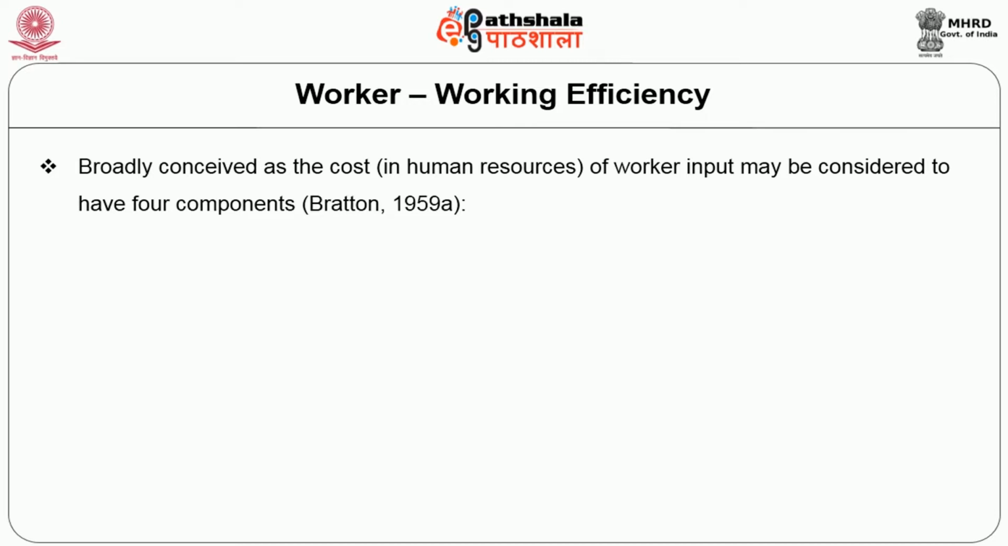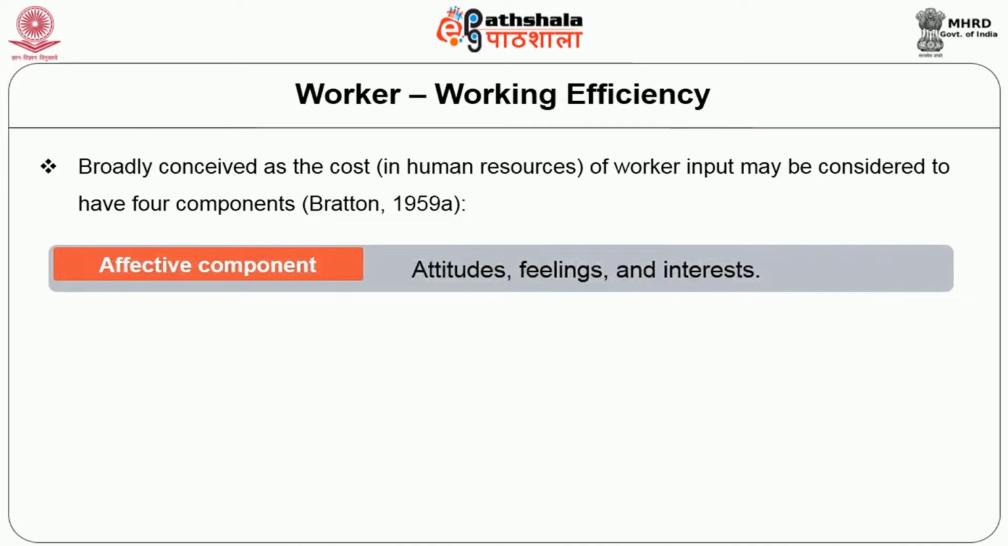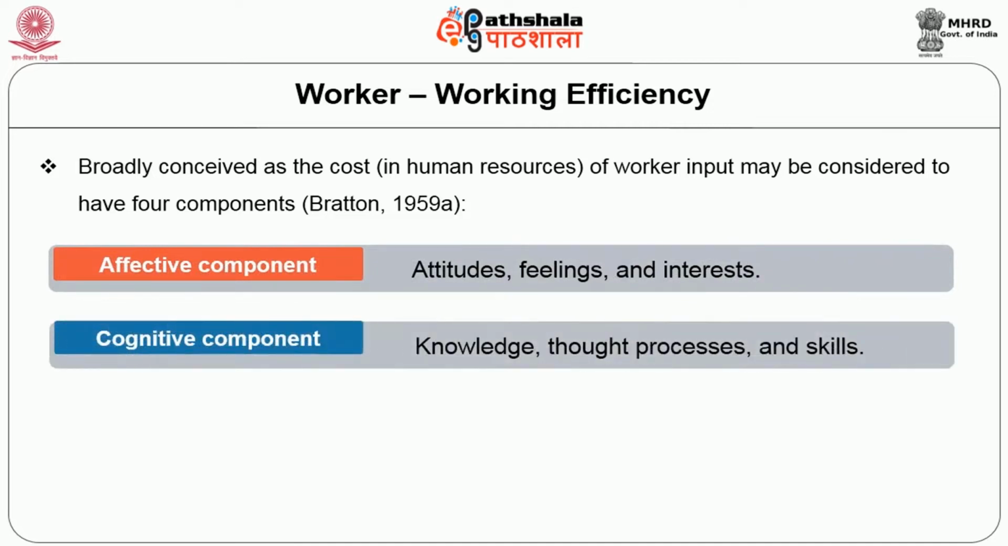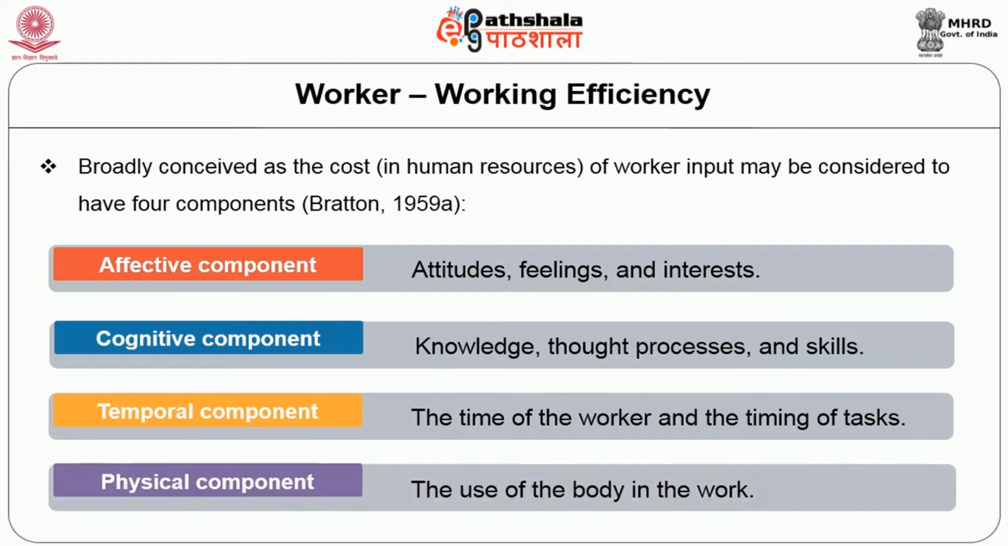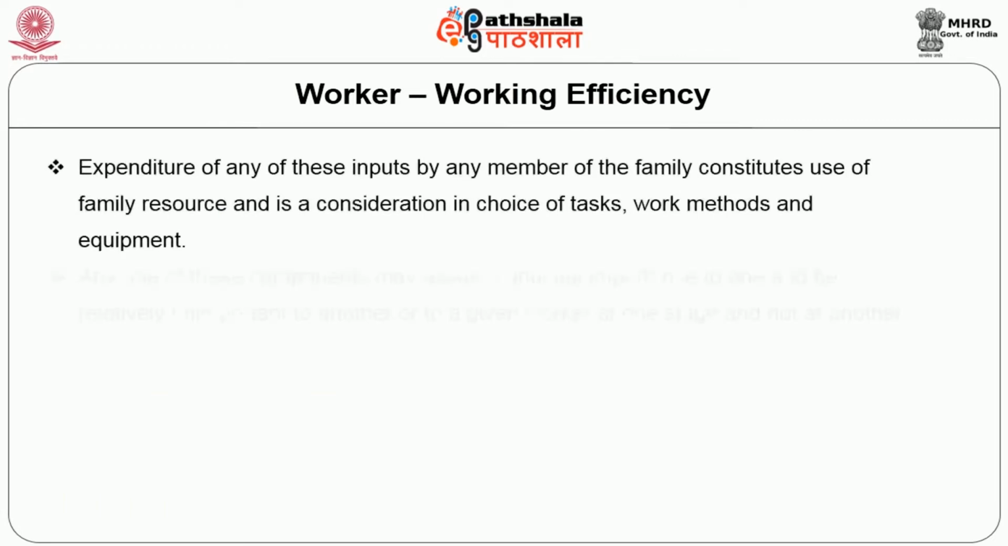The first one would be the affective component, which includes attitude, feeling and interest. Second is the cognitive component: knowledge, thought process and skill. The temporal component would be the third one: the time of the worker and the timing of the task. Fourth is the physical component, the use of the body in the work. Expenditure of any of these inputs by any member of the family constitutes the use of family resource and is a consideration in the choice of tasks, work methods and equipment.